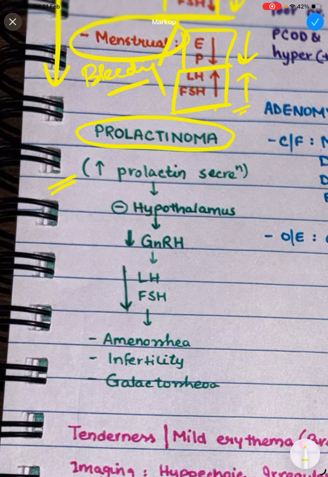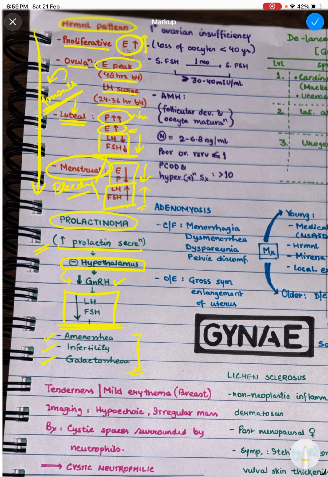Next, the condition that occurs due to abnormal hormone secretion. This is prolactinoma, that occurs due to increased prolactin secretion, which inhibits the hypothalamus, that decreases GnRH, which further decreases LH and FSH, which further gives us symptoms like amenorrhea, infertility, and galactorrhea in a female.